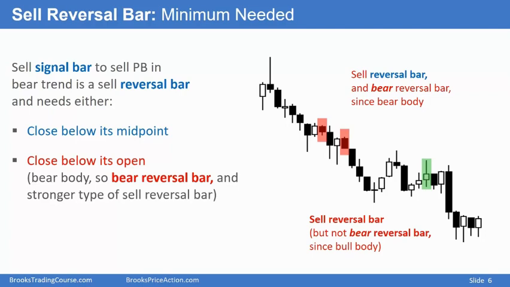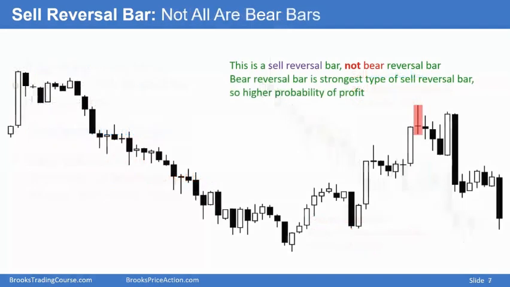Here, it's a sell reversal bar, but it's not a bear reversal bar. Here, bear bodies, they're sell signals, so they're sell reversal bars, and they're bear reversal bars as well. Remember, not all sell reversal bars, not all sell signal bars have bear bodies.